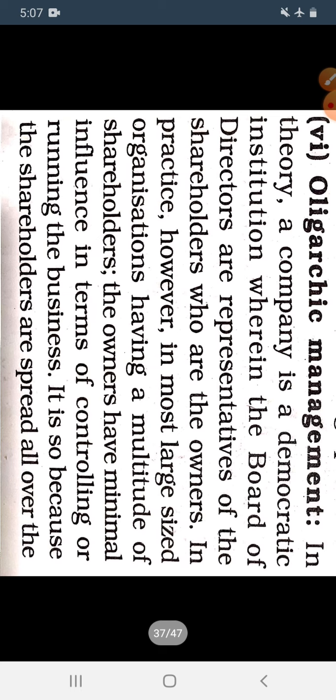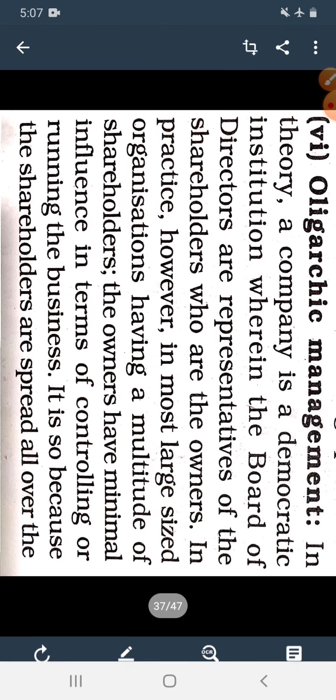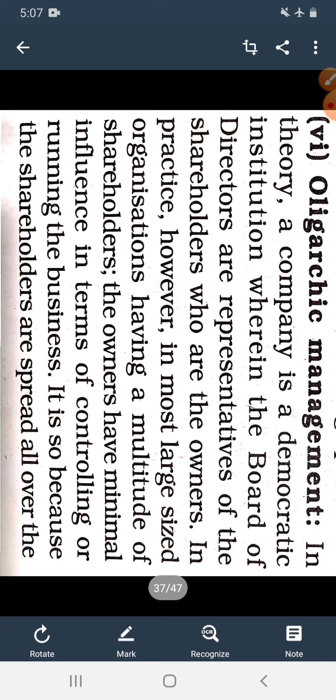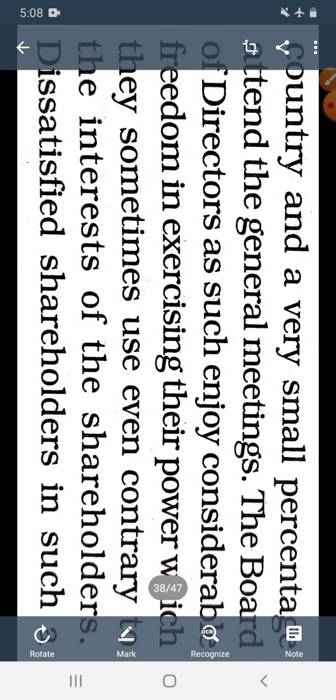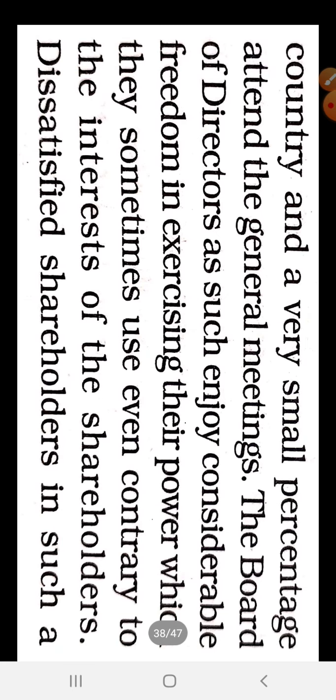We have seen that the directors are the representatives of the shareholders, who are the owners in practice. However, in most large organizations having a multitude of shareholders, the owners have minimal influence in terms of controlling or running the business. The owners have the lowest influence on which kind of activities to do and different kinds of decisions. It is so because the shareholders are spread all over the country and a very small percentage attend the general meetings. Only a limited number of shareholders attend the general meeting of the company.